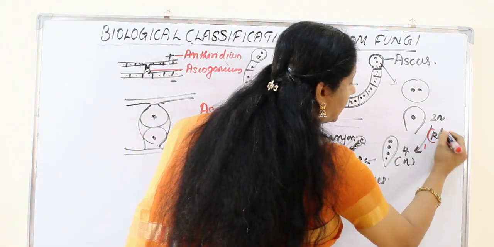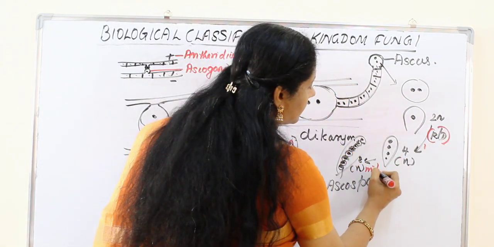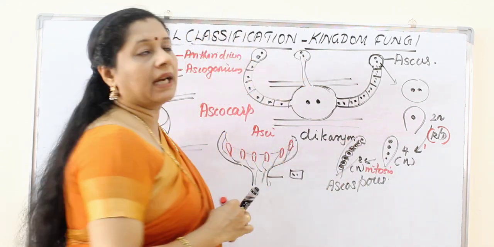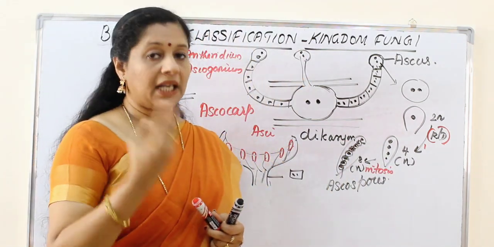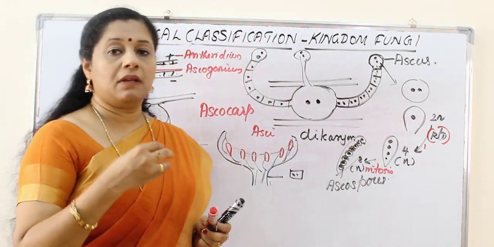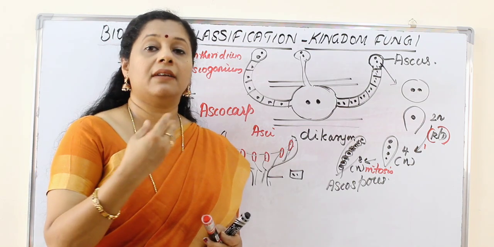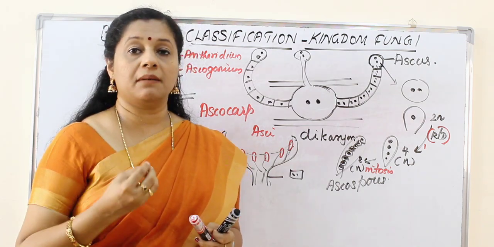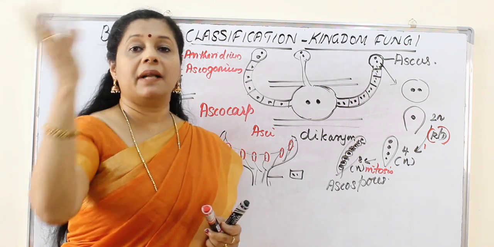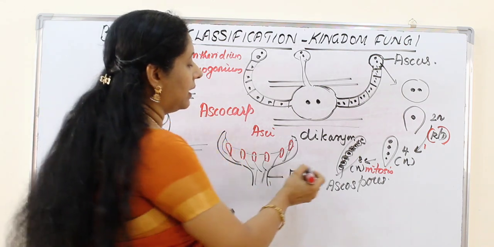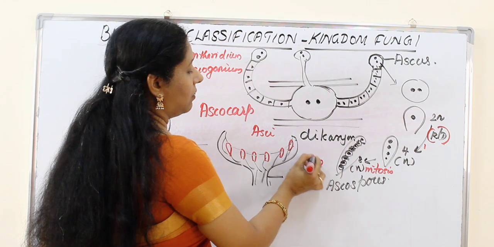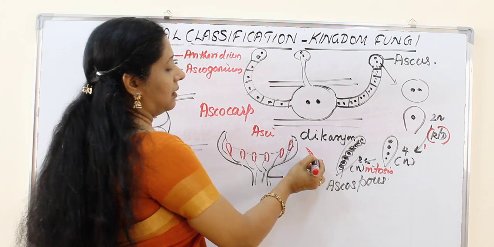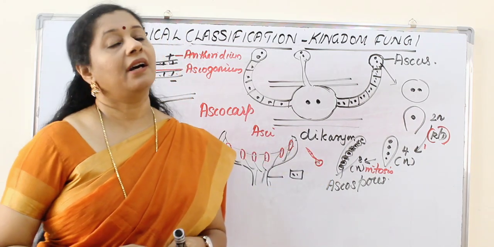Here it is reduction division. Here, mitosis will happen so that 4 nuclei become 8 nuclei. They will turn into spores. Since they are formed within the ascus, we call them ascospores. Now they will be liberated out. The ascospores on falling on a suitable substratum will grow into a new septate, branched hypha.